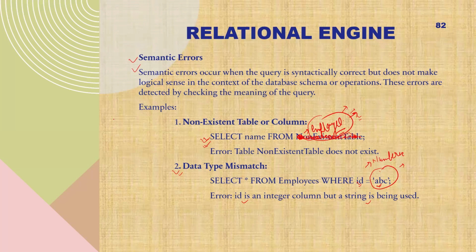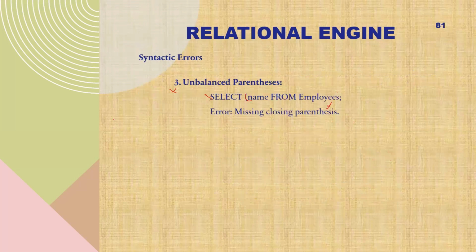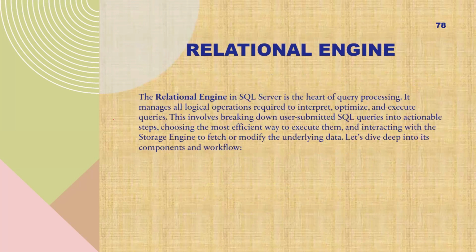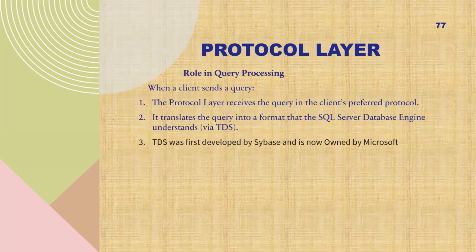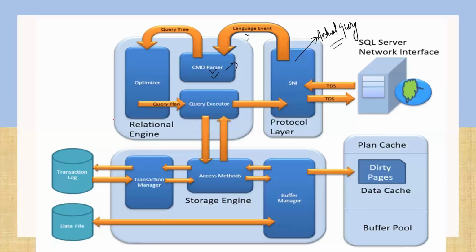So these two errors, syntactic and semantic, where will they be checked? Any answer? Protocol layer? No, it will be checked in the CMD parser, sir. See, from the protocol layer, once the query is fired, how does the query move?